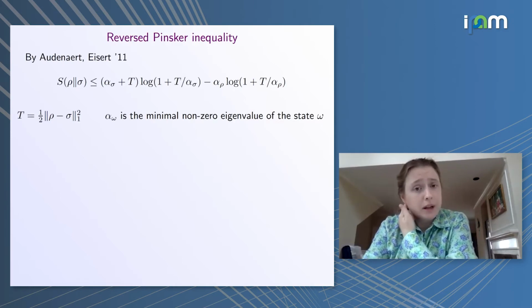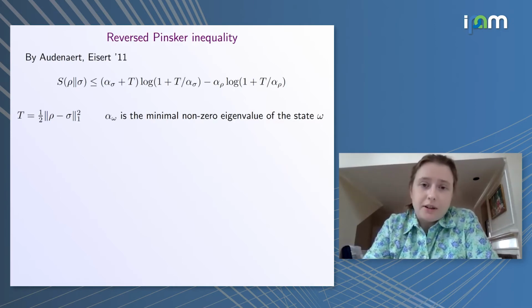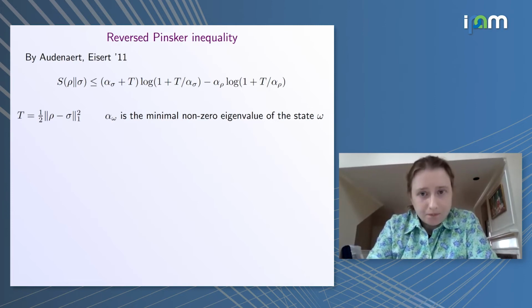In 2011, Audenaert and Eisert showed the following reverse Pinsker inequality for the relative entropy. Here alpha is the minimal non-zero eigenvalue of the state, in this case sigma, and in this case rho. So alpha is a minimal eigenvalue. I'm going to use it throughout here. T here is the trace distance, with a normalization to make it nicer.